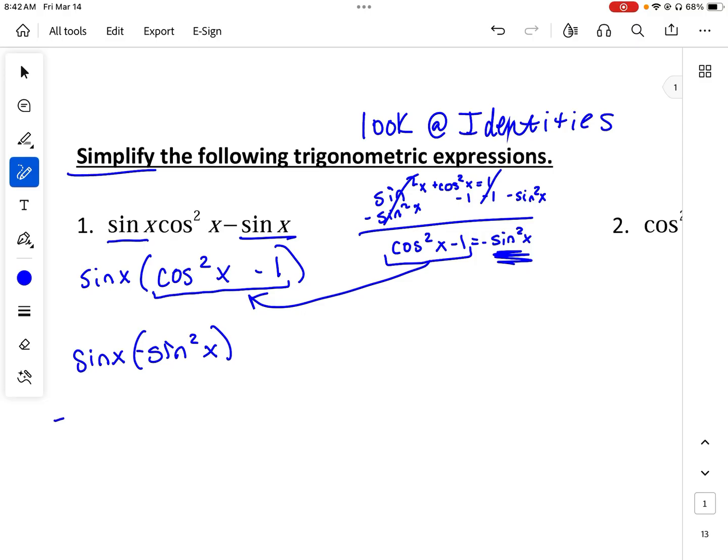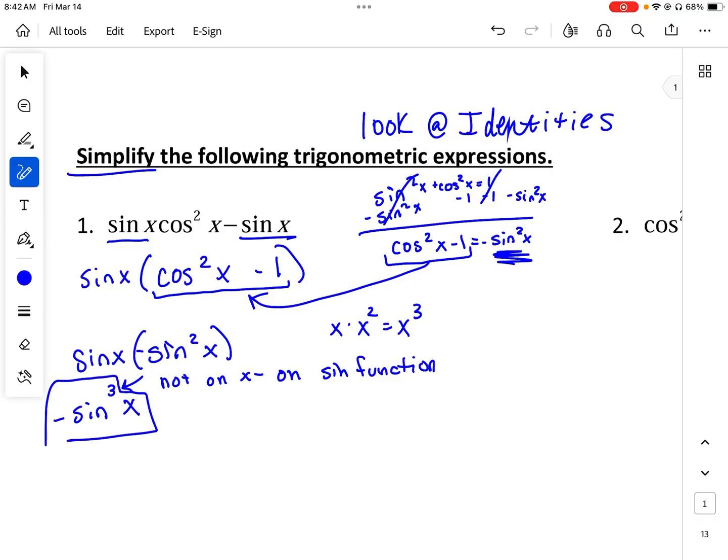Okay, go ahead and put the 1 out front. If I have, let's just think about this as x times x squared, I get x cubed. So the function is what is being cubed, not the x at the end. I guess I shouldn't have used a variable like that, but you get the idea. So negative sine cubed x, and know that the cube is not on x, it's on the function of sine. Okay, so this is my simplified form.